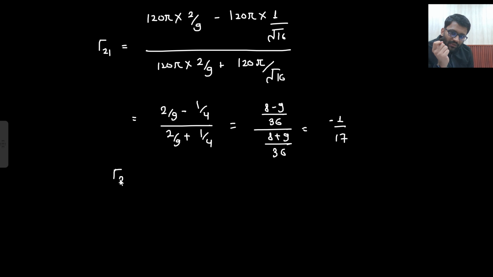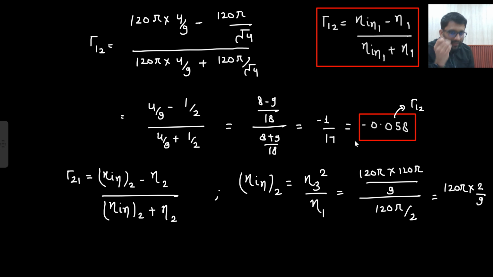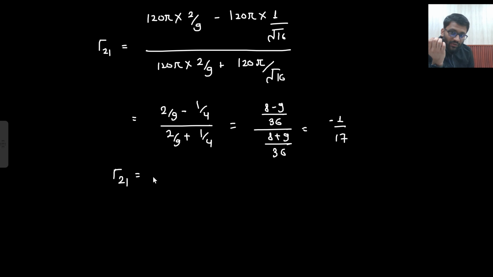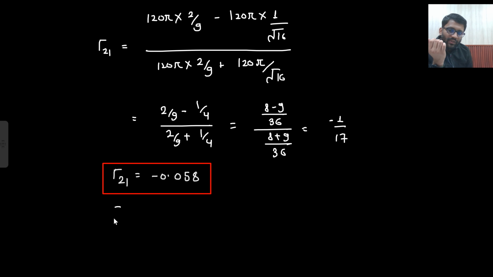That means what is your gamma 2 1? That is again minus 1 by 17. Here also minus 1 by 17. So again you are getting minus 0.058. So in both of the cases you are getting the same answer. Okay, this is your gamma 2 1, and what was your gamma 1 2? That was also this value only. So this is how we can solve these kinds of problems.